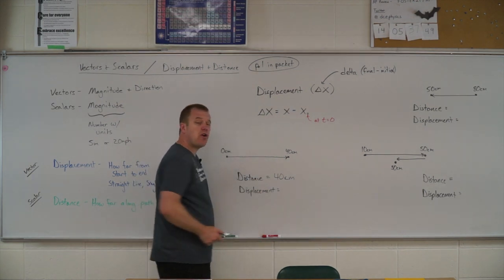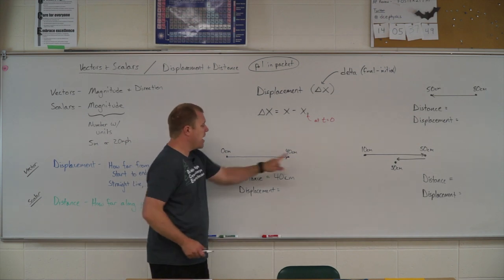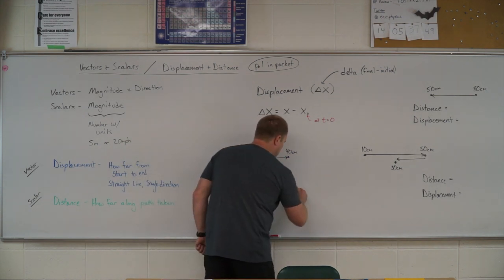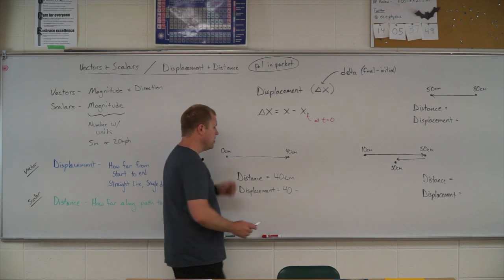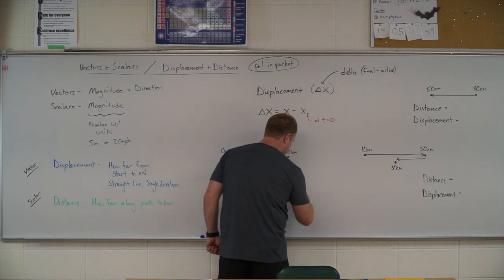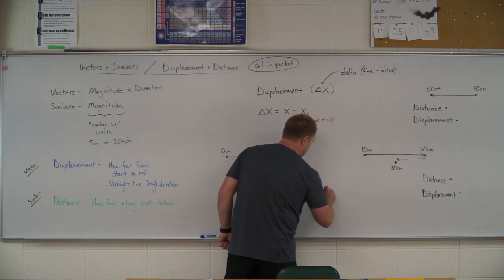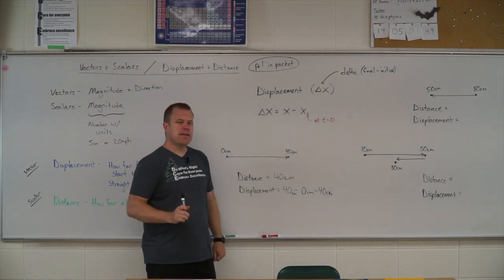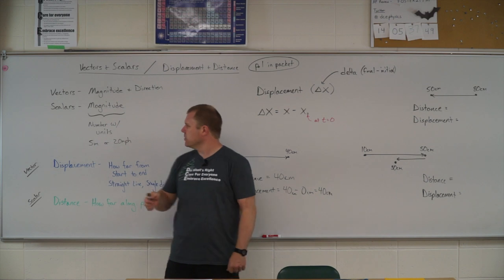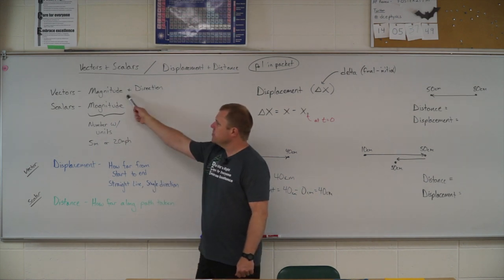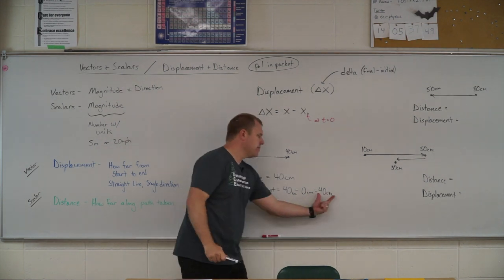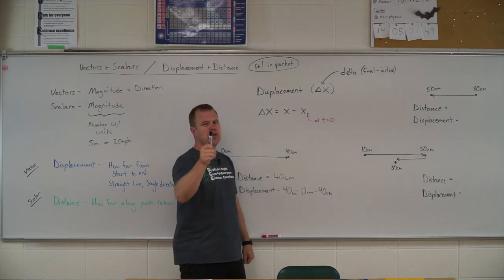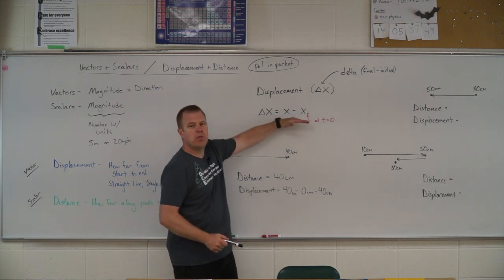All right, so let's try our equation. So what is my final position? 40, minus my initial position, 0. So I had 40 centimeters minus 0 centimeters gives me 40 centimeters. Okay. Now, some of you might be thinking, well, what about direction, Mr. Foster? You said vectors have both magnitude and direction. All you have written there is a magnitude.